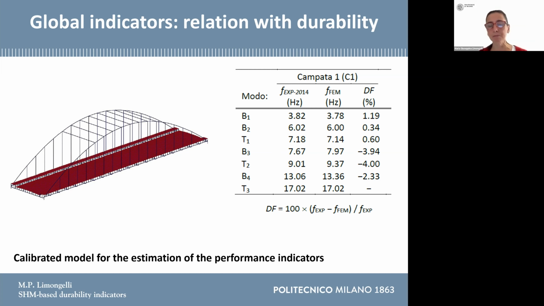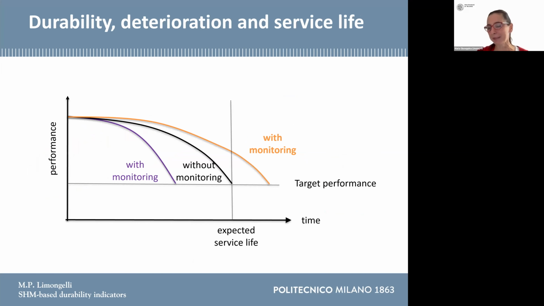We're talking about durability. We don't use these indicators directly to go from deterioration to durability. What we usually do is use these parameters to calibrate a model. And we use the model, not just a finite element model, but also a deterioration model that provides information on how deterioration evolves in time. And using this model, we estimate the future service life. So here is where durability comes in.